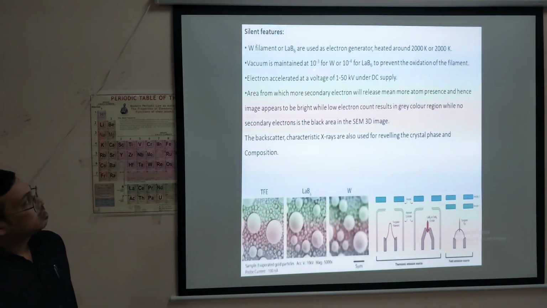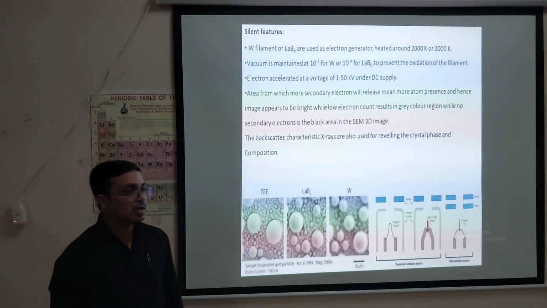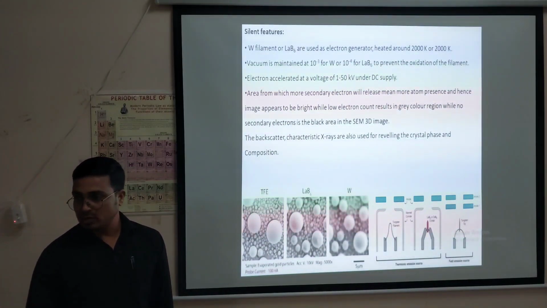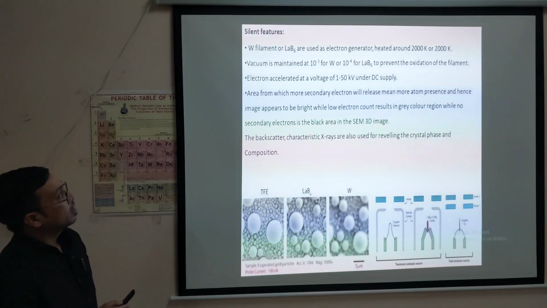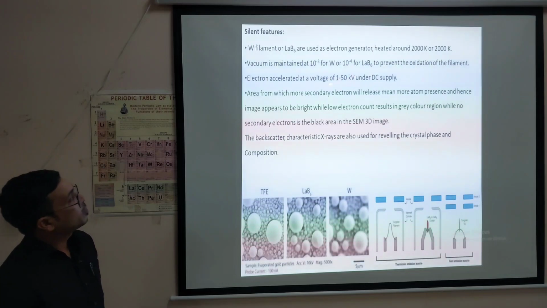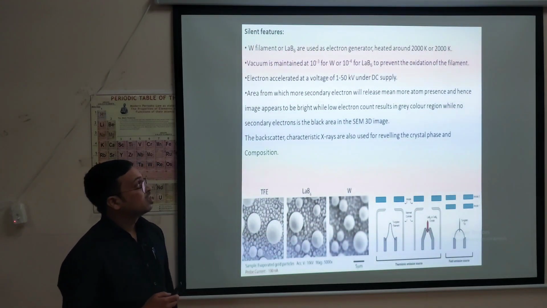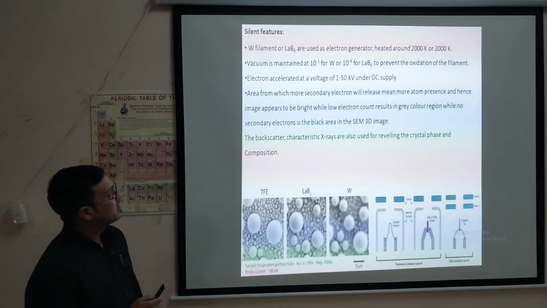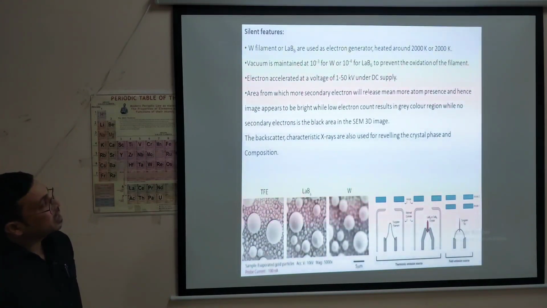Vacuum condition, I told you. Vacuum is maintained around 10 to the power minus 3 Pascal for tungsten and 10 to the power minus 4 Pascal for lanthanum hexaboride. Why is such a vacuum condition maintained? To prevent the oxidation of the filament. I told you all these things. Next, I have already said that a potential of around 1 to 50 kilovolt is maintained, and that has to be a DC type of current supply. Area from which secondary electrons are released.